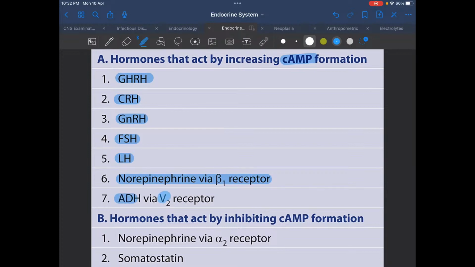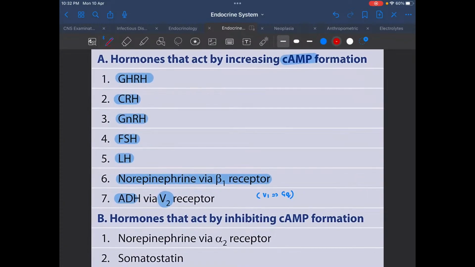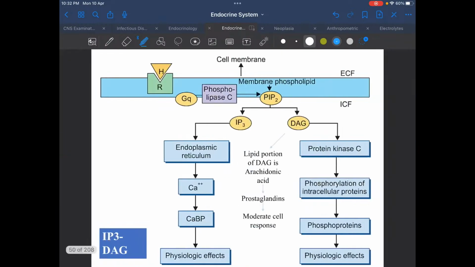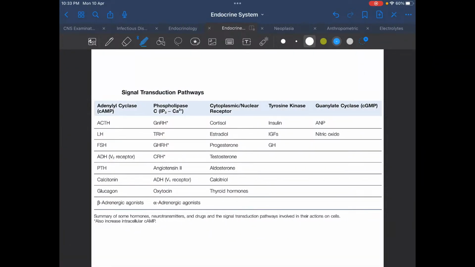Or we can have ADH via the V2 receptor. Why am I mentioning the V2 receptor? V1 receptors are basically Gq linked, but V2 receptors are basically Gs linked. They're going to increase the cyclic AMP formation. And what are going to decrease cyclic AMP now? Norepinephrine via the alpha 2 receptor, as we saw previously, and somatostatin. They're going to decrease, their Gi linked receptors. Okay? So let's move forwards. Yeah, so this is the main thing.